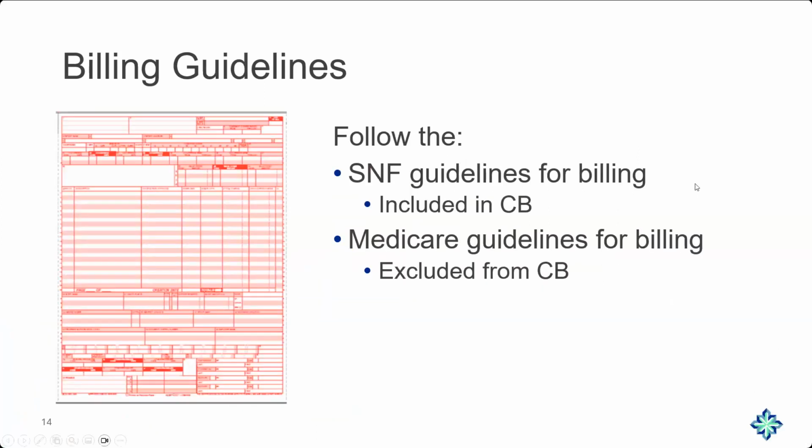The billing guidelines. You still have to follow the Medicare billing guidelines if you are billing Medicare directly. That doesn't change. Those are for services that are excluded. So for instance, are you billing a professional service? How do you bill that professional service? Do you bill it on a UB-04 or do you bill it on a 1500? Do you bill it on the 837I or the 837P? All of those guidelines still apply.